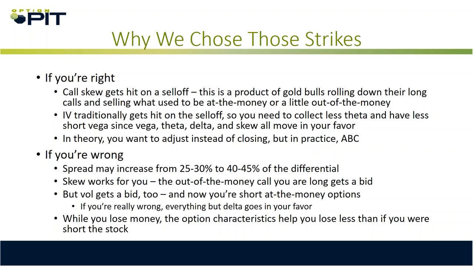If you get a really bad situation and you're really wrong, everything but the delta goes in your favor. But that's actually okay. Because as I said, you can have that situation where you rally $5 in GLD and this call spread doesn't go over 50% of the differential. That is an excellent time to just take your losses and walk away. You lost what you had risked, and you could have lost a lot more if it took a lot of time to rally. But because it happened so fast and everything went bid, you had a great return, which was losing 25% of the spread.